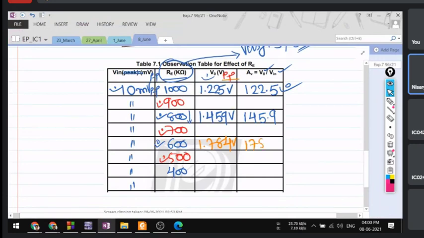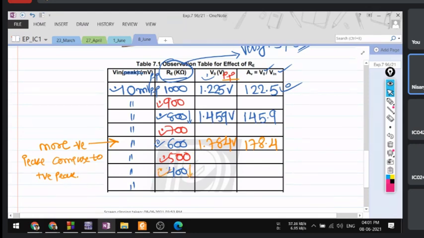So how much gain? 178.4. But here distortion has started, right? More negative peak compared to positive peak. Got it? So actually distortion started at 600 ohm, but let us further decrease it. Let us further decrease to 400 ohm.